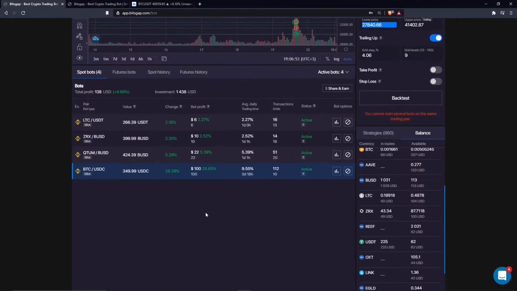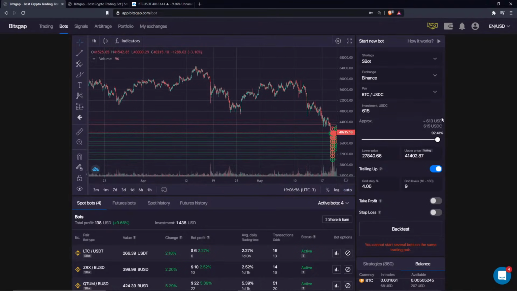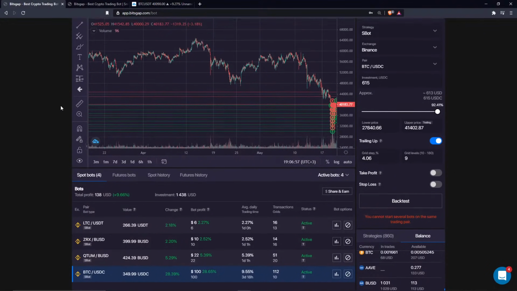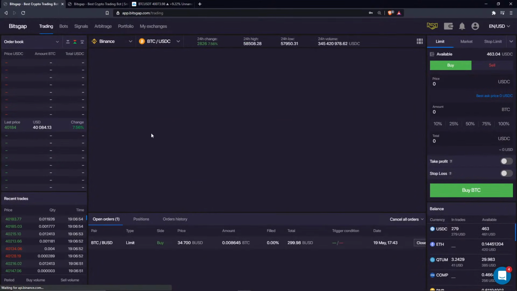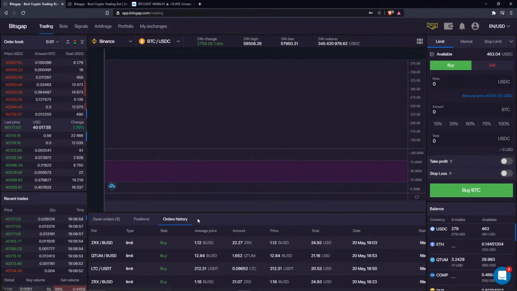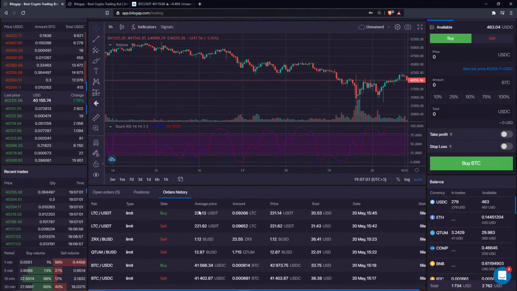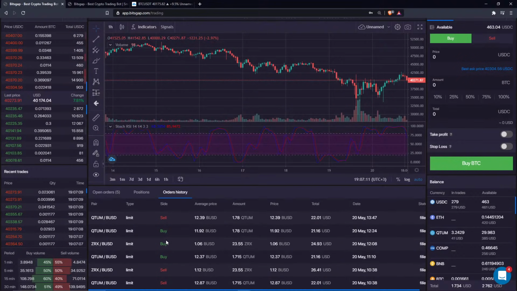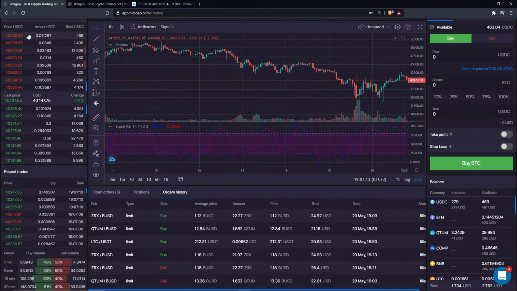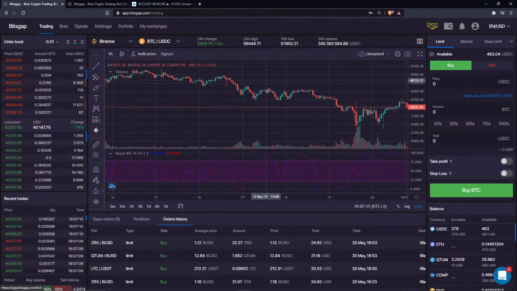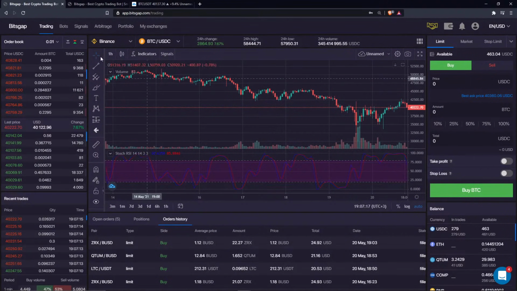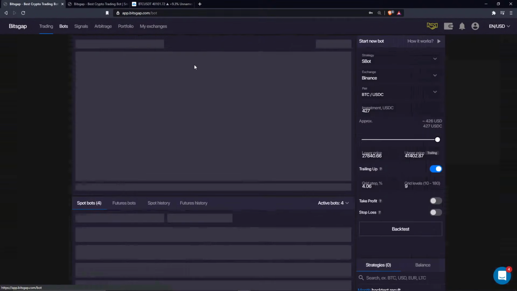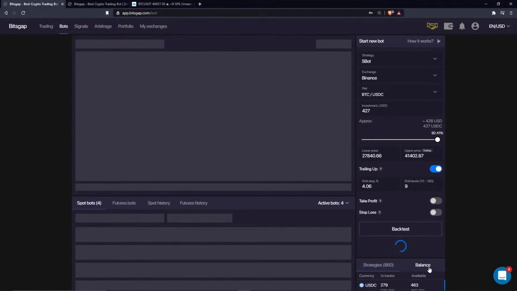Not only did I launch these bots, I actually bought some Bitcoin from the smart trade mode over here. Let's see all the history. These orders that you see are related to bot trading. That's not actually what I wanted to show you. Okay, in that case, let me show you my manual trades in another way. Let's go back to bots, and here I have the balance.